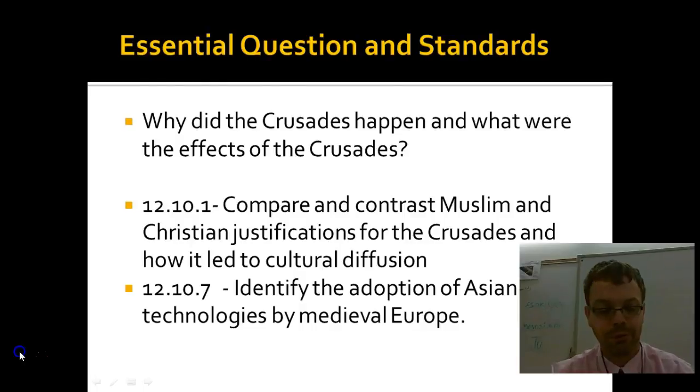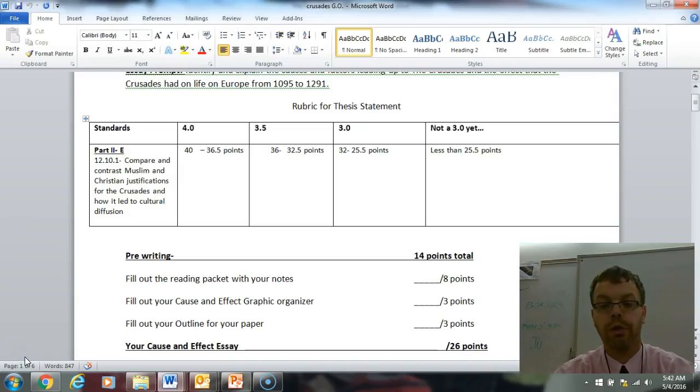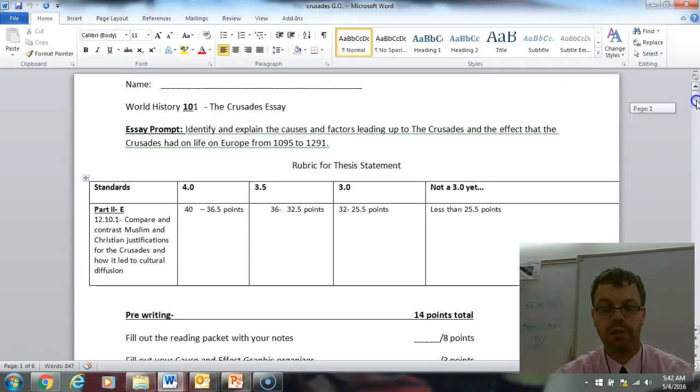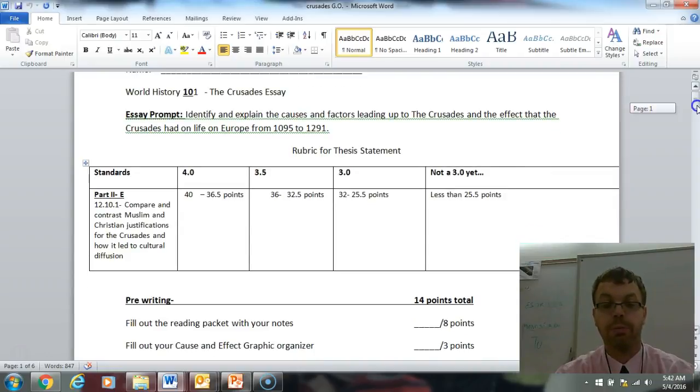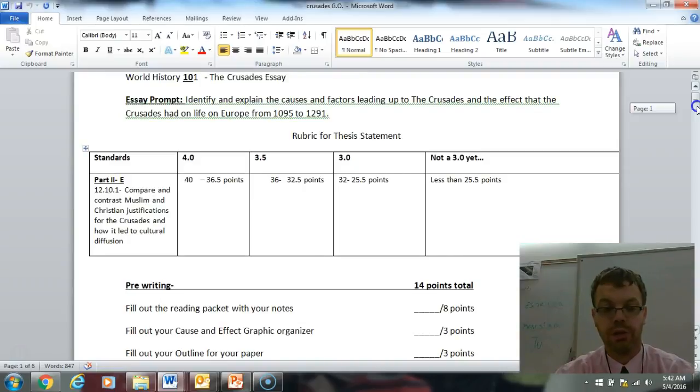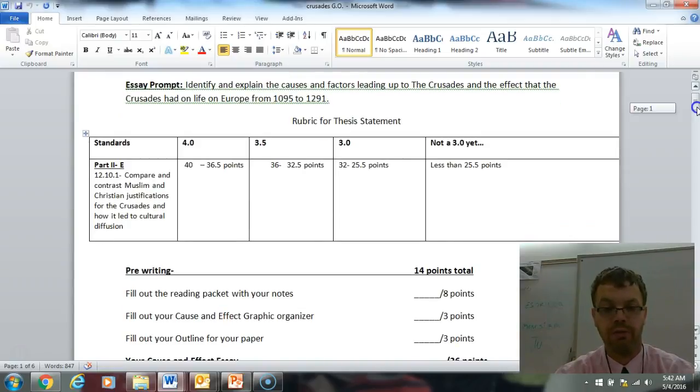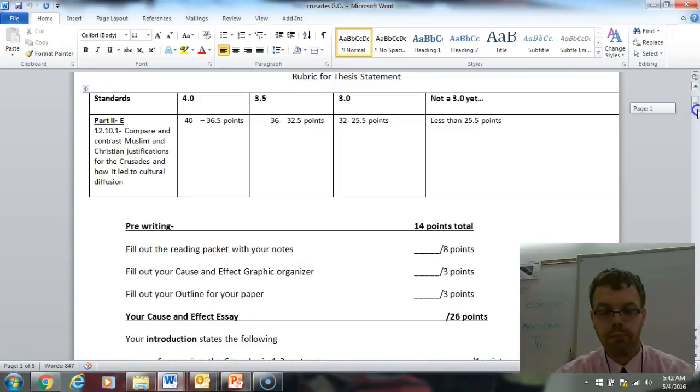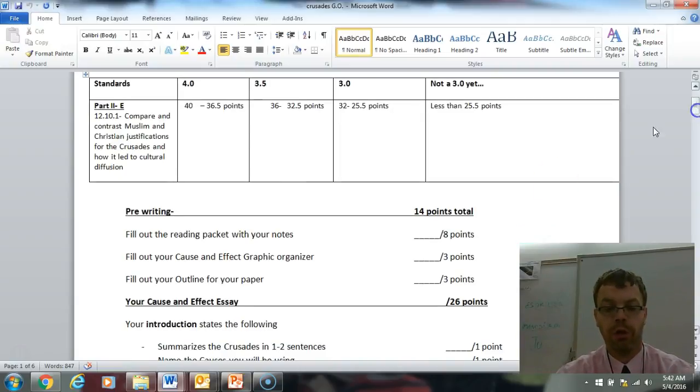All right, let's continue. So right before we dig into our notes, what I want you to look at here is you don't have this, but you will soon. This is going to be our graphic organizer for our paper. And we have the prompt there: identify and explain the causes and factors leading up to the Crusades and the effect the Crusades had on life in Europe from 1095 to 1291. And there's our points that you're going to need to get a 3.0 or a 4.0.